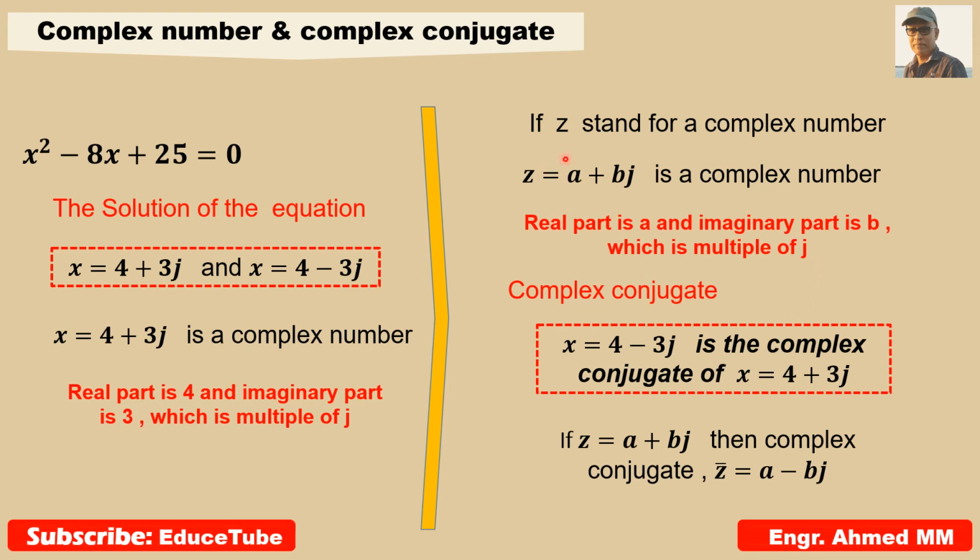In the same way, if we are asked to find the complex conjugate for this complex number, what will we do? Because z equal to a plus bj, the complex conjugate will be, we put z and at the top put one bar to indicate it is a complex conjugate. Z bar will be a minus bj, only changing the sign.